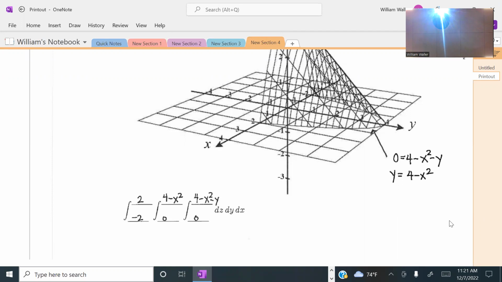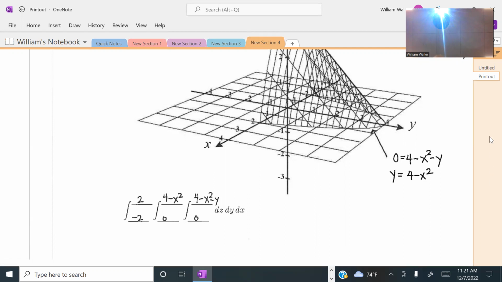Now, for your z limits of integration, we'll start with 0 because we're looking for a volume beneath the surface down to the xy plane, right? So at the xy plane, z is 0. And for the upper limit of integration, just use the formula for the surface.